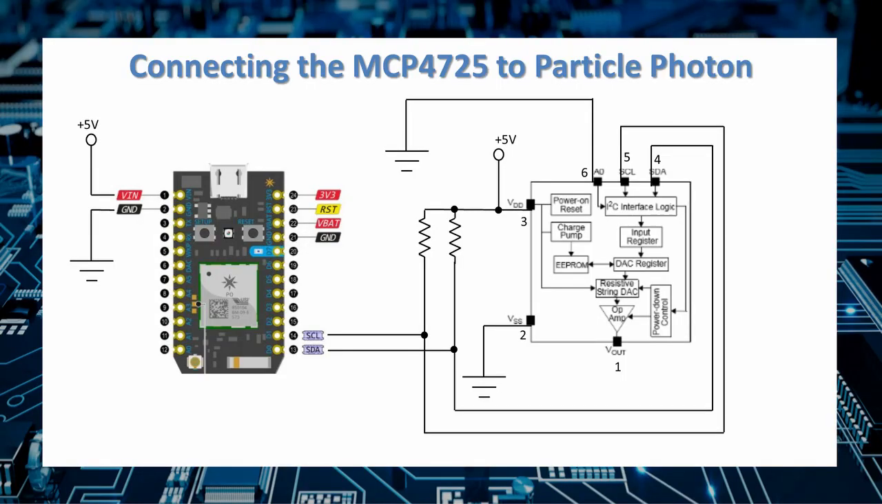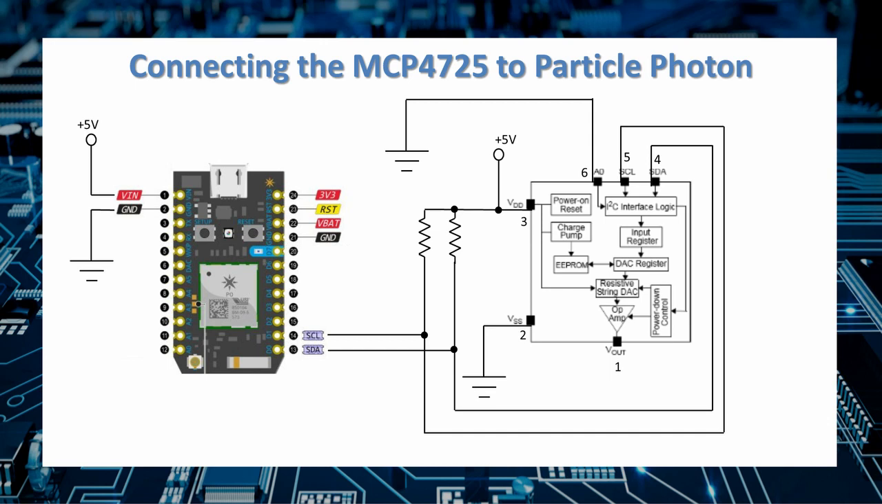I'll be using a particle photon today, but the way you connect it to an Arduino is almost exactly the same. You just make sure you're using the SDA and SCL pins on the Arduino. The particle photon runs at 3.3 volts, but it has a 5 volt input line. In addition, all of the digital pins on the photon are 5 volt tolerant. So I'm going to take advantage of running this off a single 5 volt regulated supply.